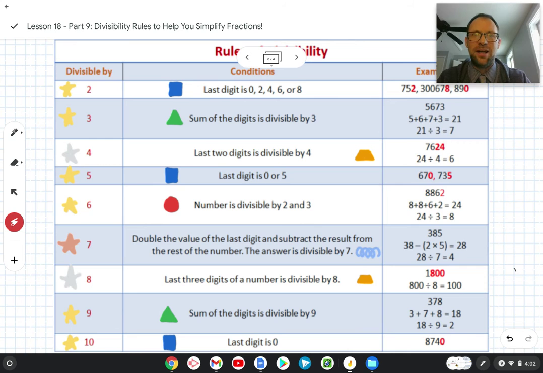I'm not going to read it. I'll let you read it if you want. Pause the video and read it if you want. It's a bit of work. So 7, you can just forget about if you want.